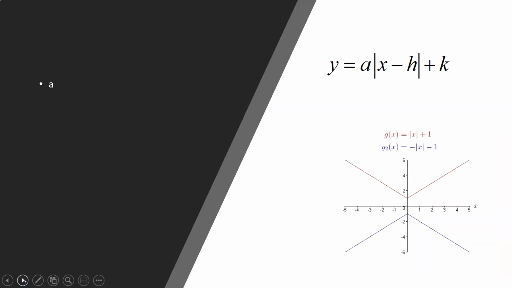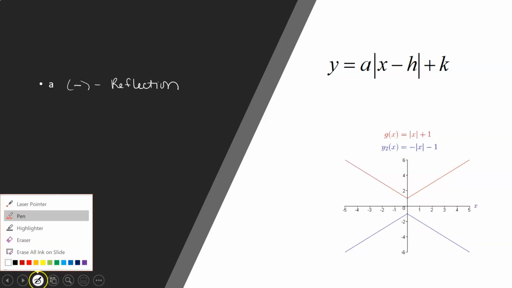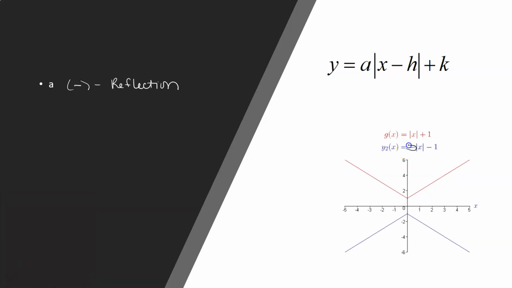All right, the A can do a couple things. The A, if it's negative, shows a reflection from the parent. So as you see, the red one is the parent, and the blue one is after you shifted because of a negative sign in the function, which is right here.